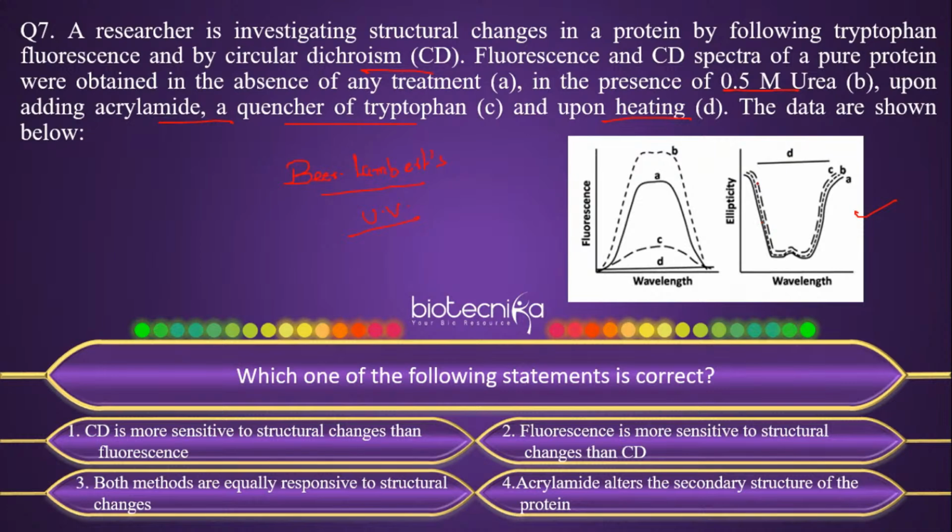So option 1 is CD is more sensitive to structural changes than fluorescence. Option 2, fluorescence is more sensitive to structural changes than CD. Third option, both methods are equally responsive to structure changes. Or option 4, that acrylamide alters the secondary structure of the protein. So you have to remember the principle, the application of these techniques, spectroscopy techniques.